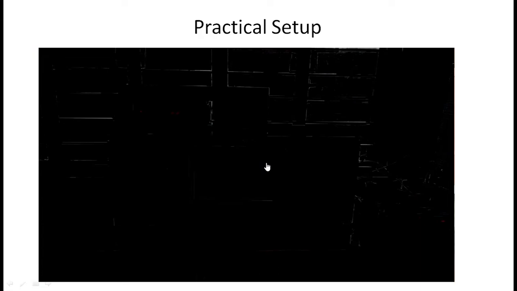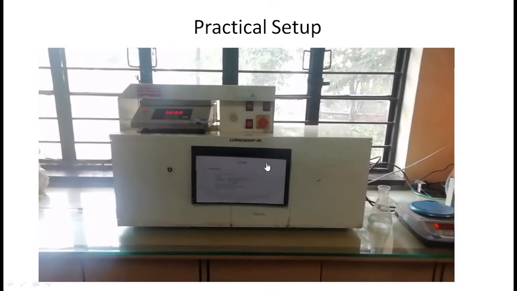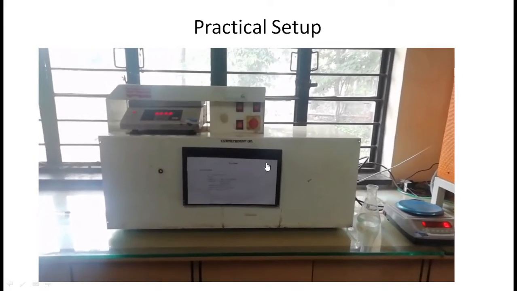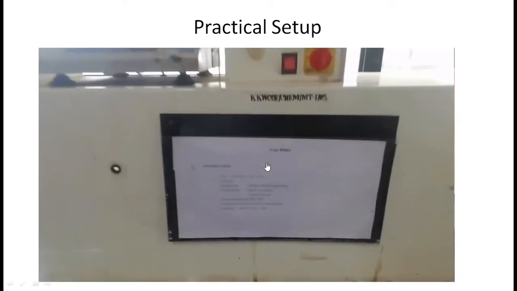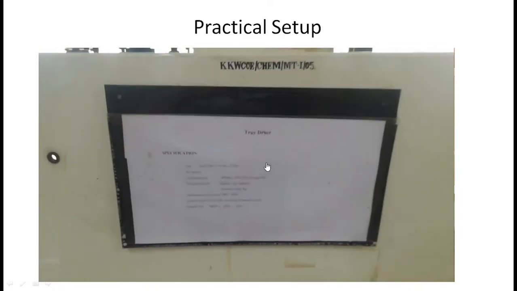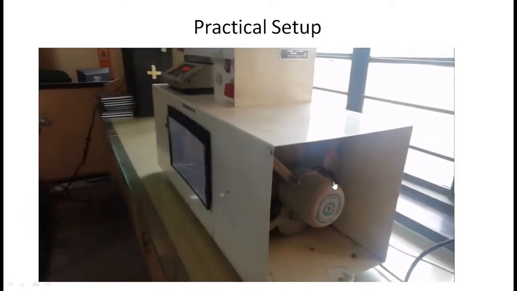So, dear students, as we saw in the presentation, I told you about what drying is and the drying concept. So, this is our practical setup in the mass transfer 1 lab. This is the setup of the tray dryer. These are a few specifications of our practical setup. As I told you, this is one cabinet. A tray dryer is nothing but one cabinet.